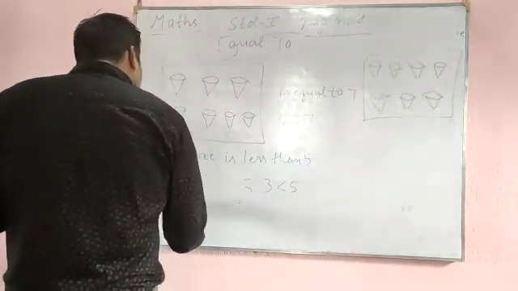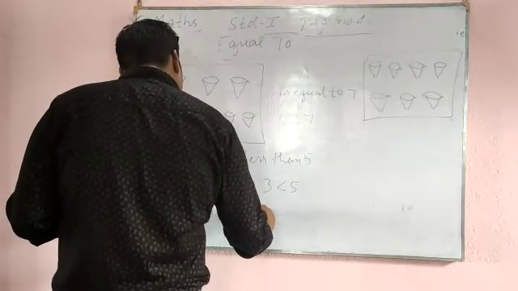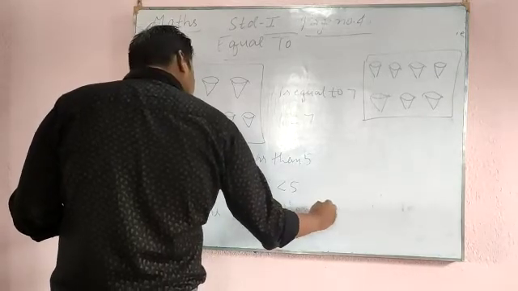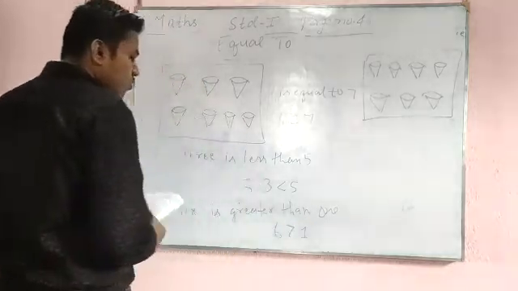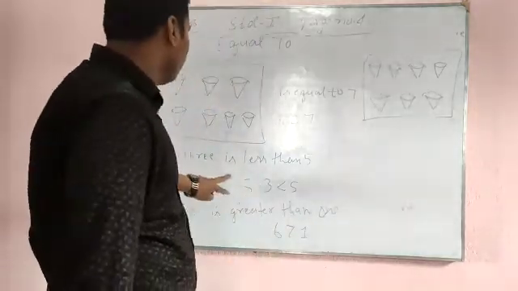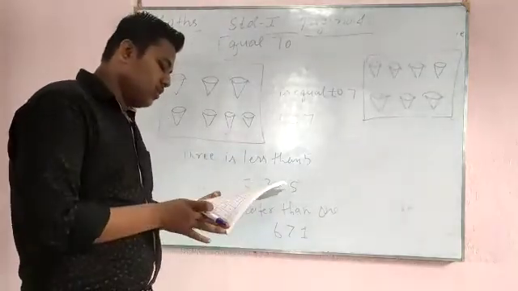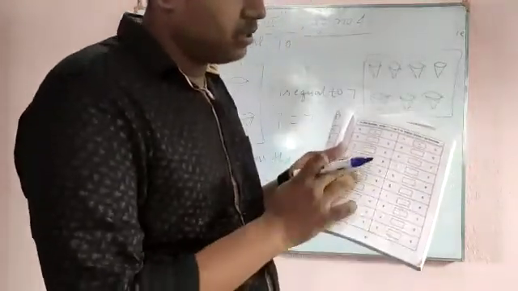Now one more question you can see, 6 is greater than 1. So 6 is greater than 1. It shows here 6 is greater than 1. It shows here that 3 is less than 5. Okay, students. On page number 47 also the same thing.